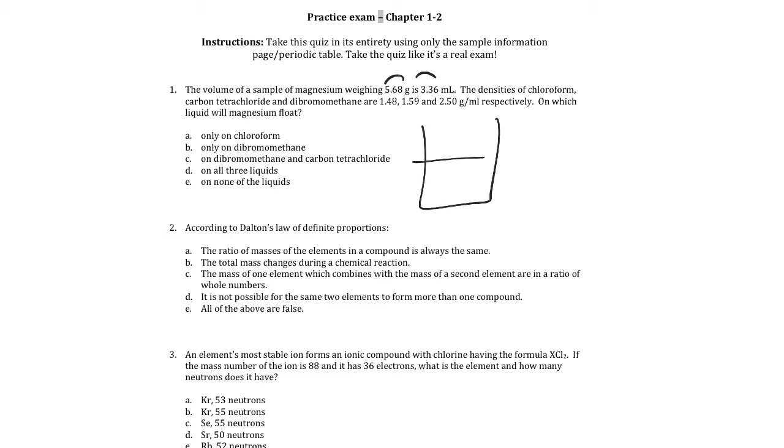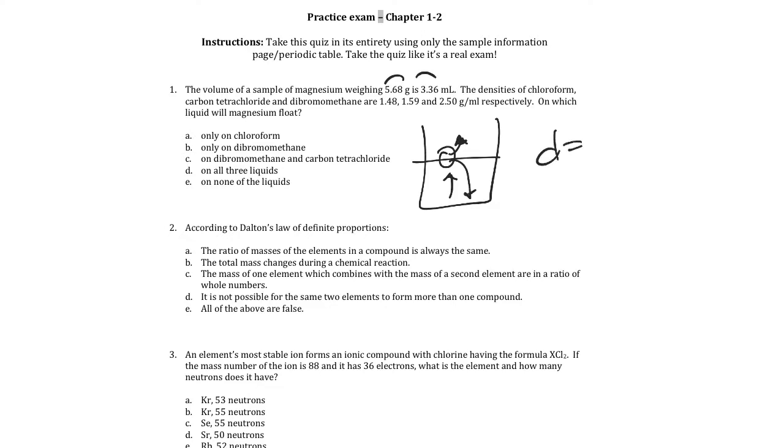So if we think about the density of the liquid, if the density of the liquid is really high and the density of the magnesium is particularly low, then the magnesium is going to float. But if the magnesium ends up having a greater density than the liquid, then it's going to sink.